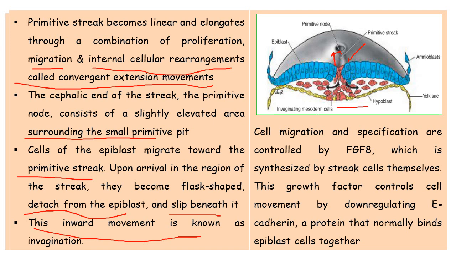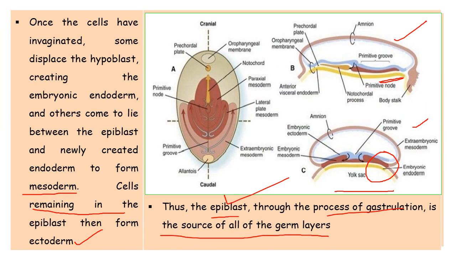So some cells will displace this hypoblast and form the endoderm, and another layer which is going to form is embryonic mesoderm, which will be forming between the hypoblast, this yellow colored layer, which is now converting into the embryonic endoderm. So embryonic mesoderm will form between the embryonic endoderm and the blue colored epiblast, which is going to form the embryonic ectoderm. So in this figure A, you can see the arrows which are ultimately showing the movement of the cells, migrating cells, and forming different types of areas.